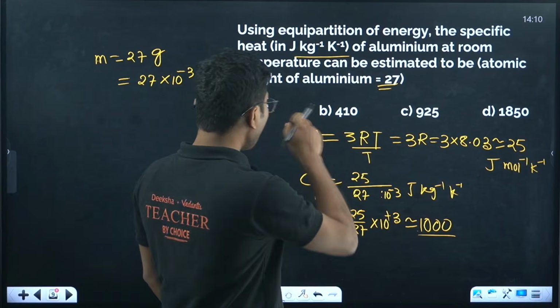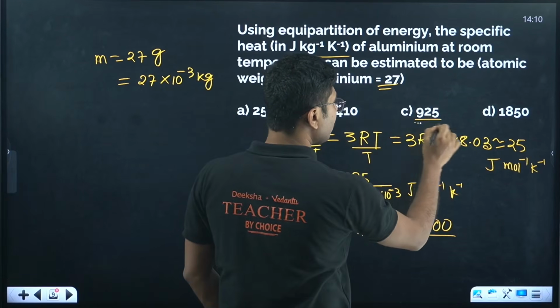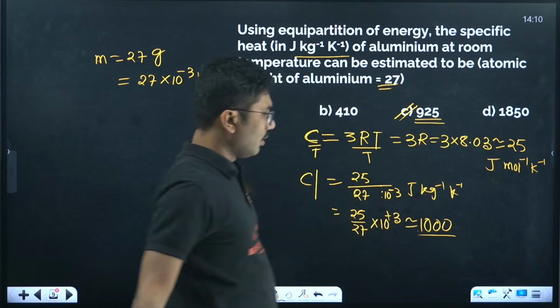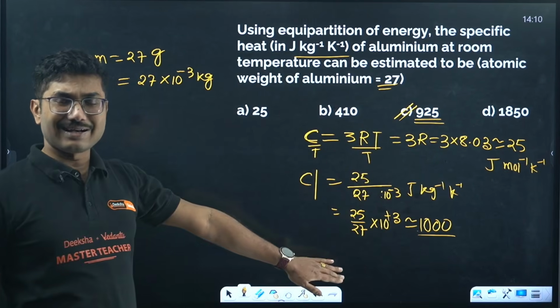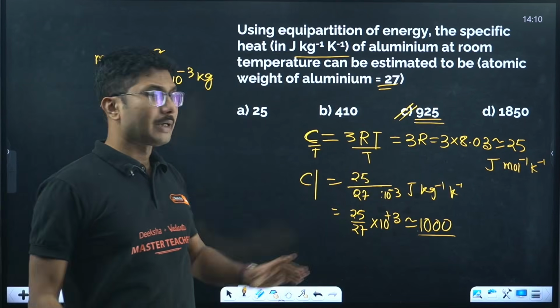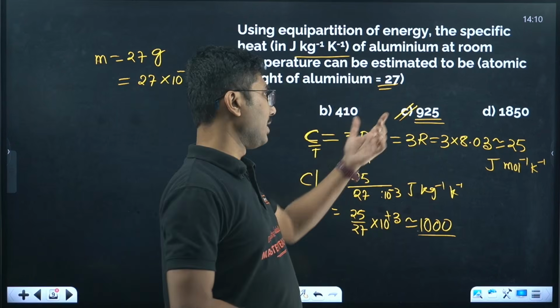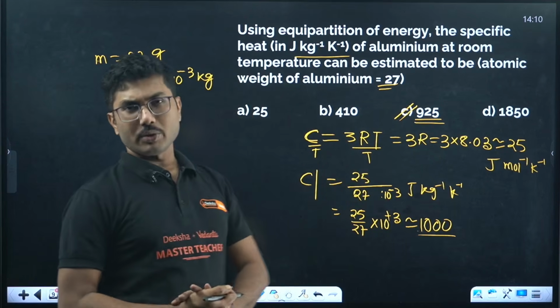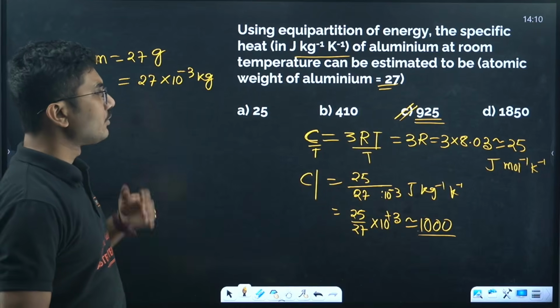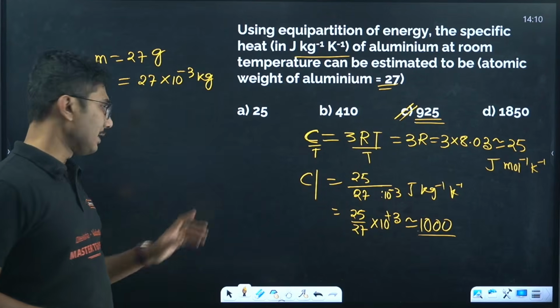Now if you see, only one option is close to 1000, and it is this one. Obviously our result will be less than 1000. 25 by 27 will be close to 1000 but less than 1000. So less than 1000 but close to 1000 is only 925. So our answer will be 925. Very intelligent question.